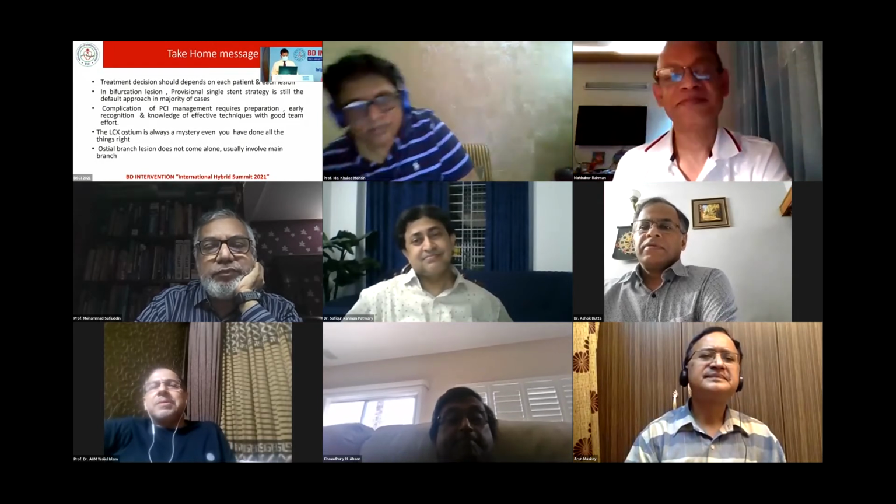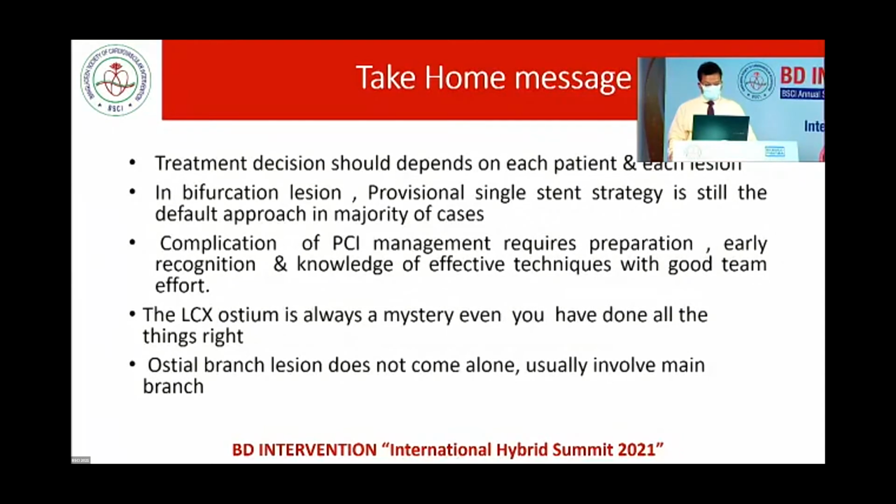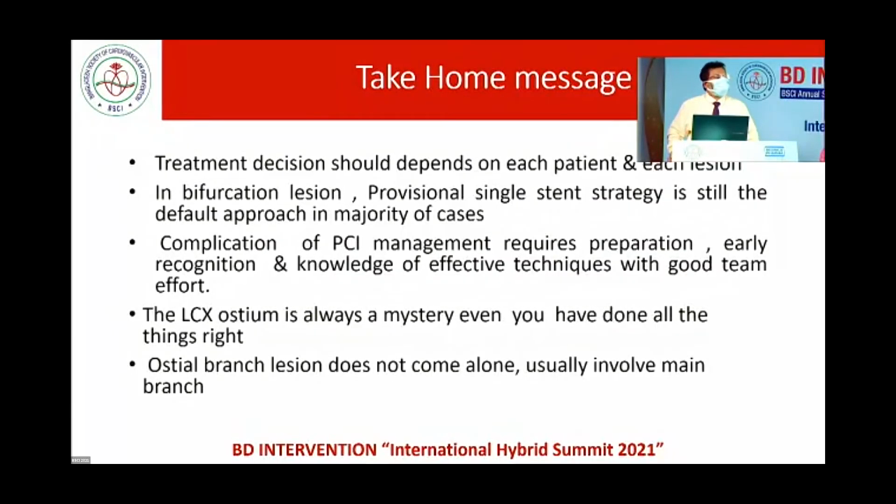So to me, the take-home message is that the treatment decision should depend on each patient and each lesion. You treat preferably only an angiographically simple, isolated LCX ostial lesion. We always avoid ostial LAD and LCX lesions if there is no significant lesion in the ostial LAD or distal LM. We try to avoid it and keep the patient on medication. And my mentor, Dr. N.M.